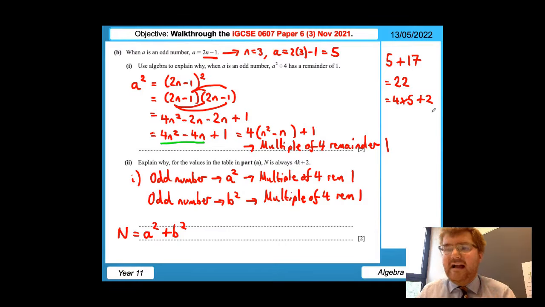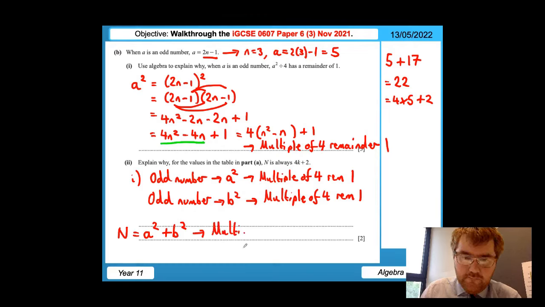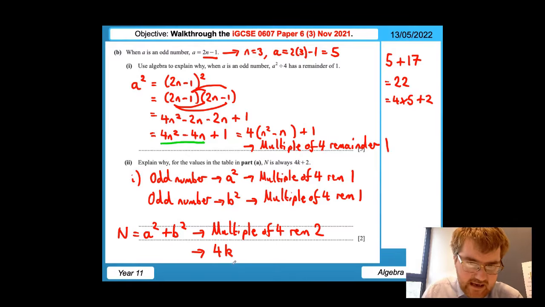So notice when I add two numbers that are multiples of 4 remainder 1, what I get is a multiple of 4 still, but notice the remainders get added together. So you get remainder 2. And how do I write that in algebra? Well, I'd write that in algebra as 4 lots of something, so k, and then you have the plus 2, the remainder 2. So that's a kind of strange question, really testing your understanding here of what's going on.